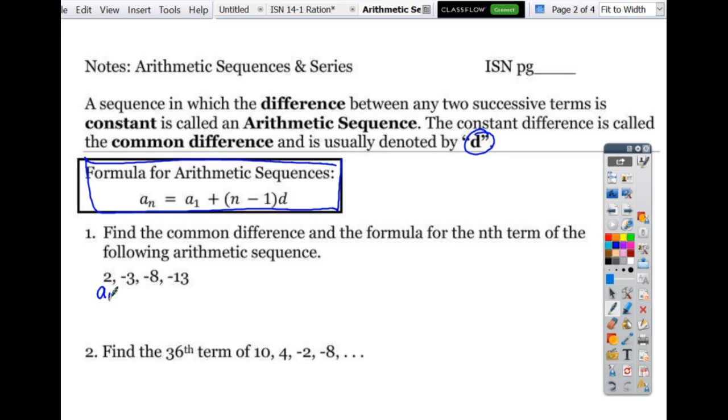What is the difference between them? -5. So the second minus the first is going to give me -5. So I want to fill this in. So I get A sub n equals, what is my A sub 1 term? 2 plus, I don't know how many terms. So I just filled in the formula.